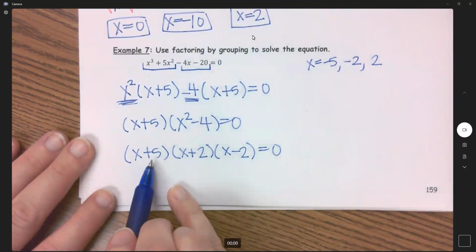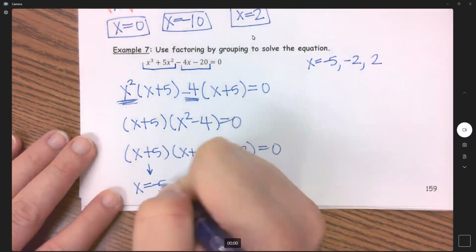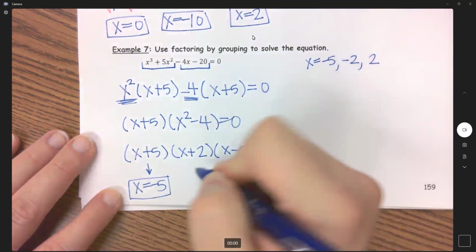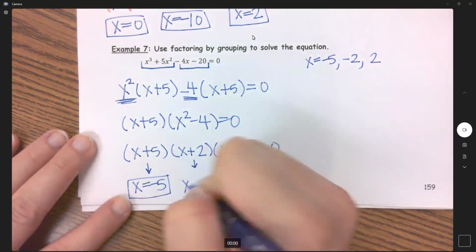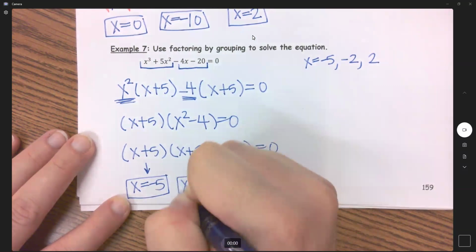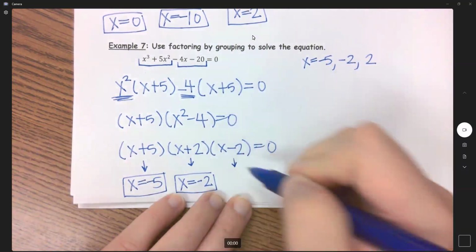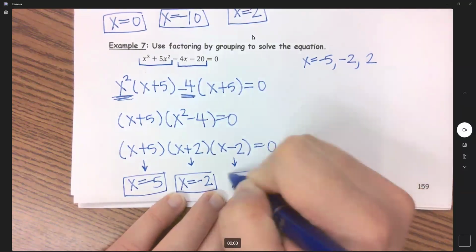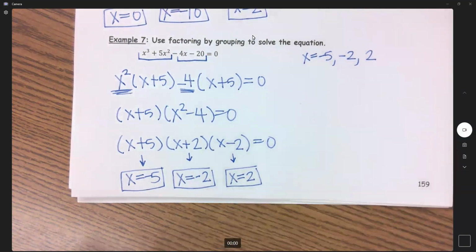So if I said x plus 5 equal to 0, we would subtract that over, and we would get x equals negative 5, which we found from that graph. If I set that equal to 0, we'll subtract that 2 over and get x equals negative 2, which we also got from that graph. And if I set x minus 2 equal to 0, add the 2 over, and we get x equals 2, which we also found. So this way is much quicker. This way is not hard, but it does take some time.